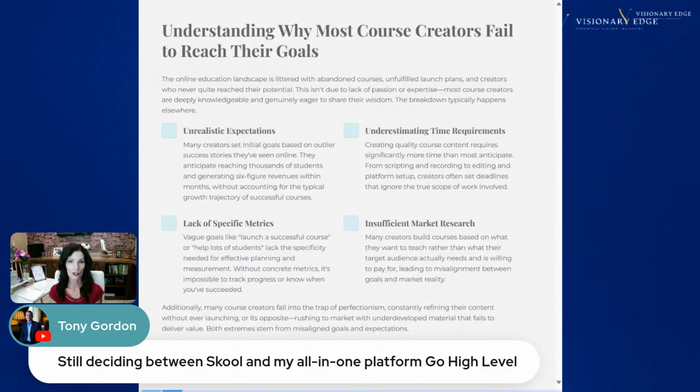So how are you going to be attracting leads? Are you going to do it organically? Are you going to do it paid? Or are you going to do a combination of those? So starting with a plan is really, really important.